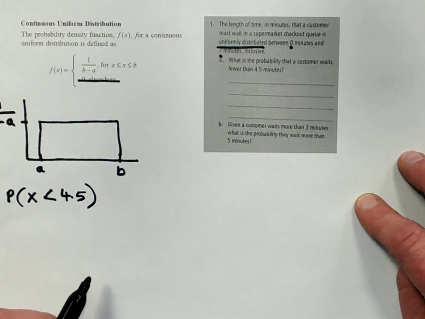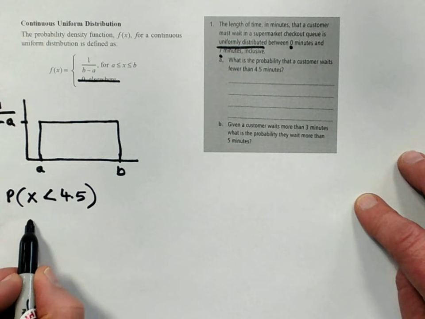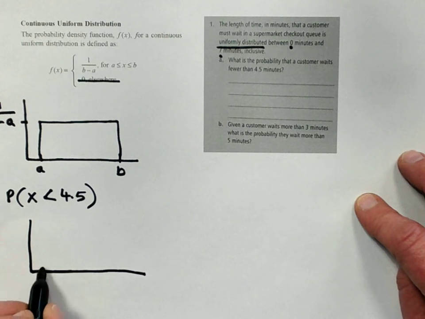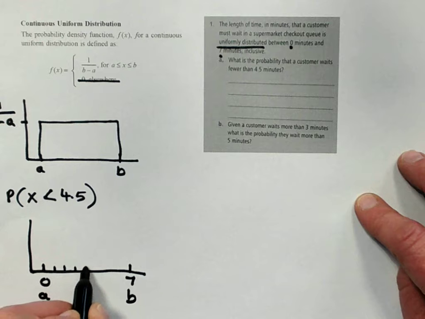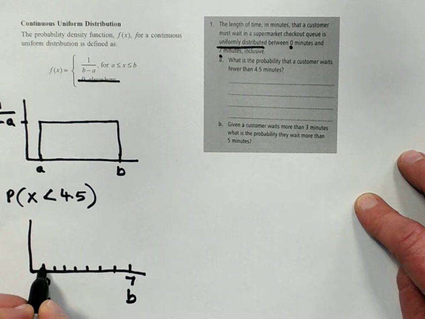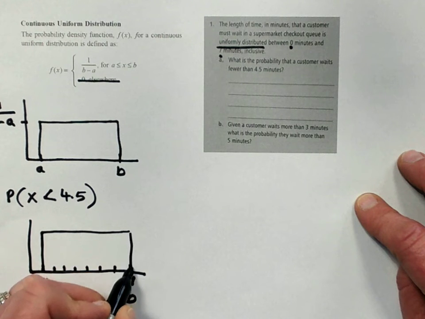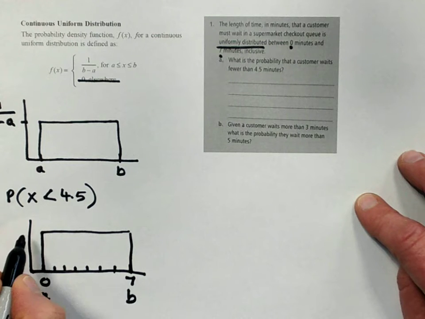Just the same as you would do with your normal distribution or your triangular distribution, you draw a graph of what's happening. What is the minimum, A? At 0 minutes. The maximum is 7 minutes, and that's going to be B. So there's our scale, and it's all equally likely. So we can now draw a rectangle, which is the shape of that distribution. We can also at this point work out this probability.